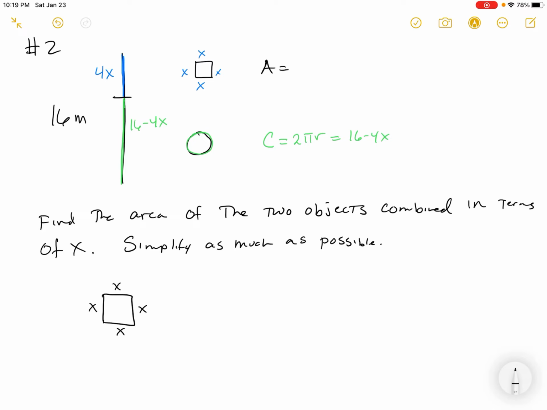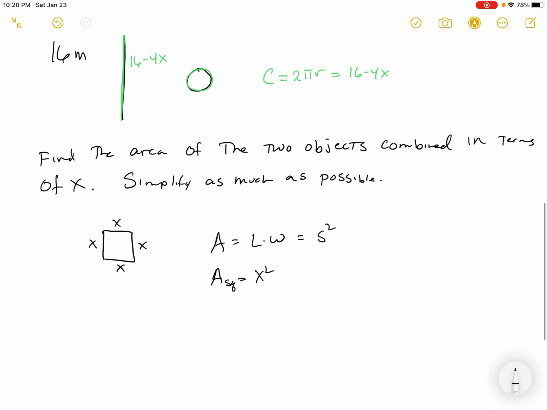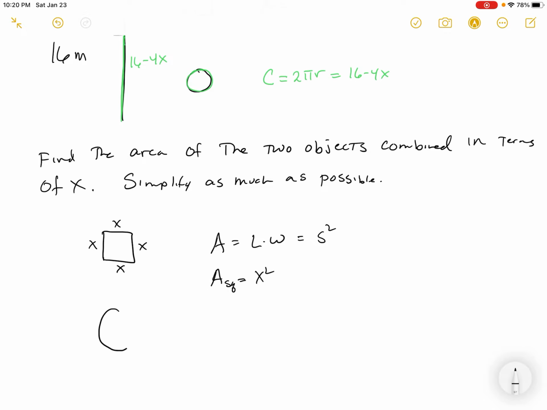Well, what's its area? Well, you know what the area is. The area is length times width, or of a square, the side squared. Well, what's the side length? So the area of the square is x squared. Easy.